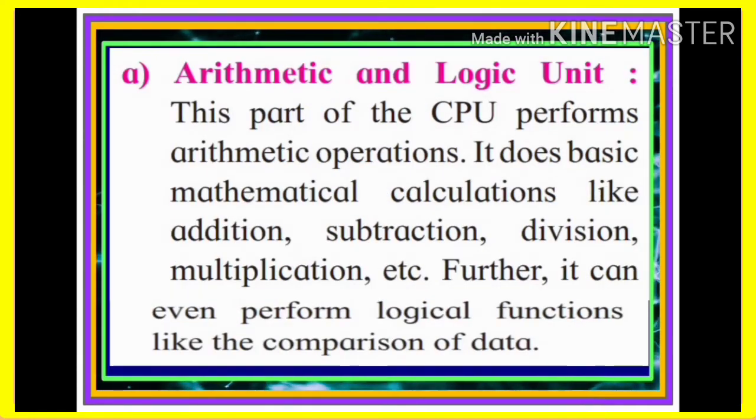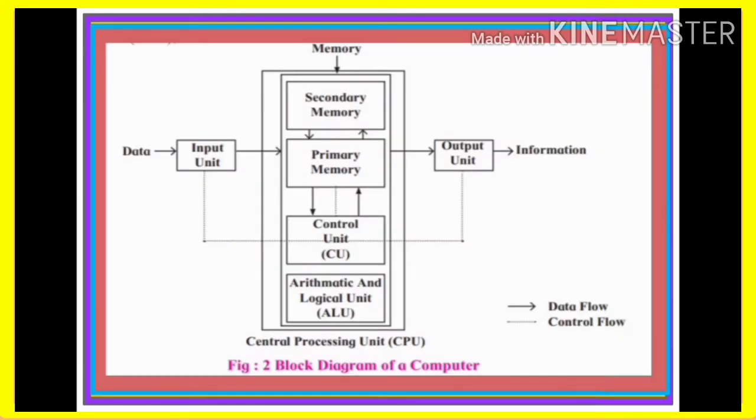Let's see first arithmetic and logic unit. This part of the CPU performs arithmetic operations. It does basic mathematical calculations like addition, subtraction, division, multiplication, etc. Further, it can even perform logical functions like the comparison of data. So, for arithmetic and logical operations, the arithmetic and logic unit is used. In the diagram, the arithmetic and logic unit resides in the CPU.